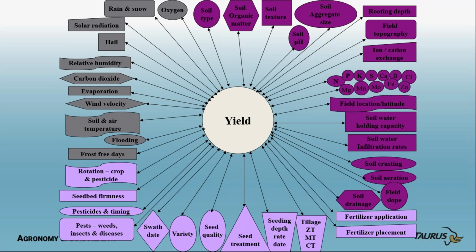So really what you have control on to do all that are these little parts down here: rotation, seed bed firmness, pesticides and timing, your pest management, your swathing dates, your variety, and then a whole bunch around seed. And then tillage, fertilizer application, the stuff we've been talking about. What you can do primarily with your fertility program and your agronomy program is what you have control of on the whole once you're going into the field.